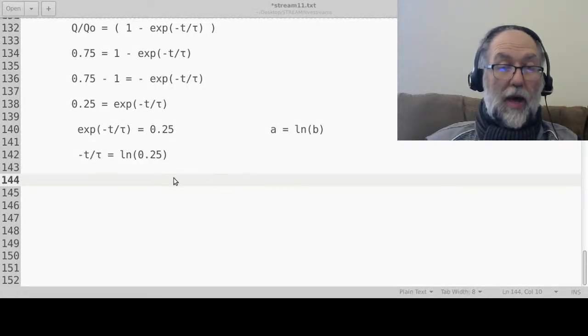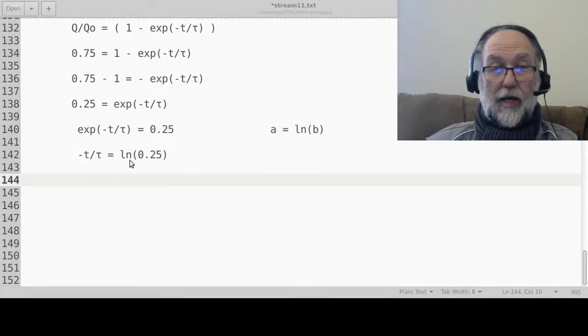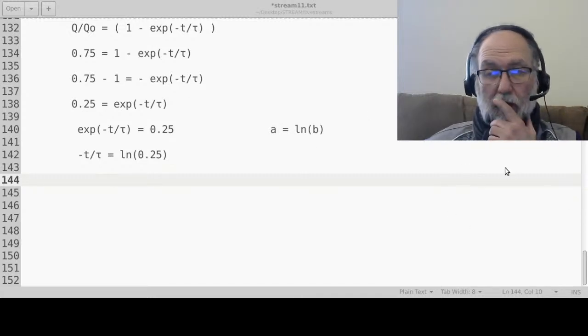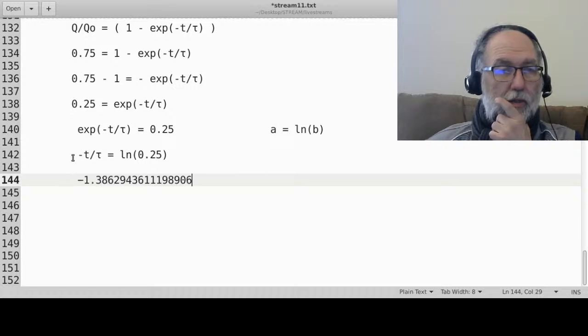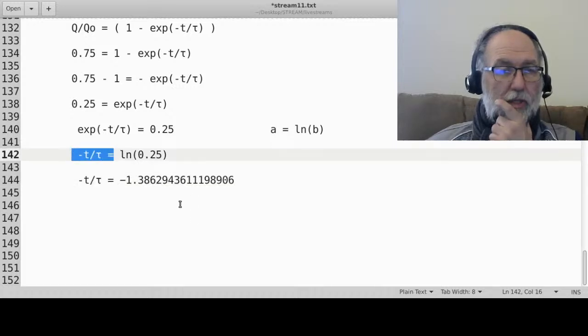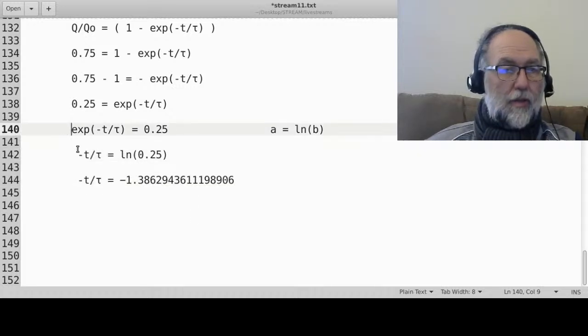Great. Now what? Well, let's actually do the natural log of 2.5. You have to do that on your calculator. So where's my natural log? There it is, 0.25, and it's actually equal to this number right here. So we get that this is equal to that.